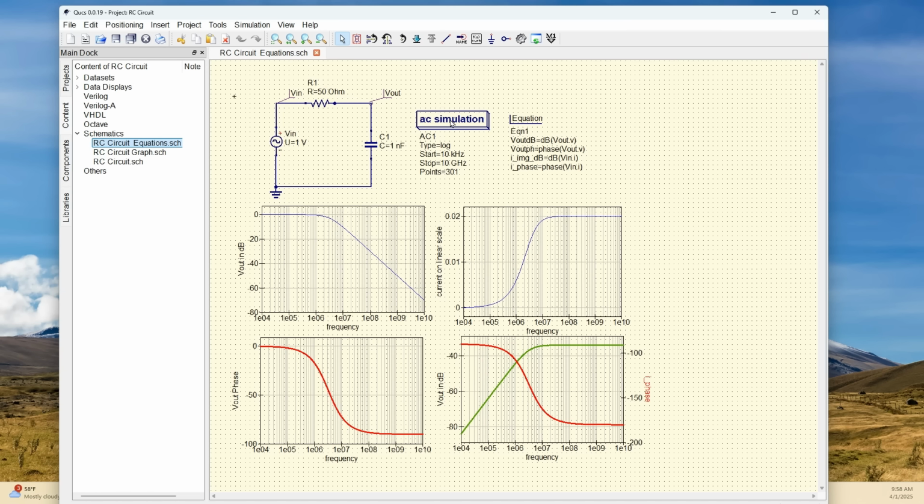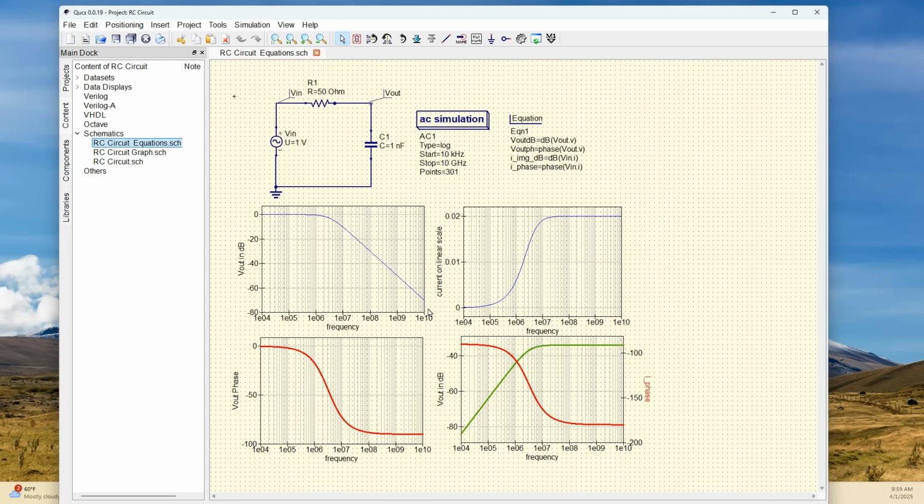We're going to learn how to set up the AC simulation to simulate this from 10 kilohertz to 1 gigahertz on each one of these scales. We'll learn how to do the equations and then plot our result here. So this V out dB is this right here. And we use this function. That is a function of the QUCS simulator, excuse that.